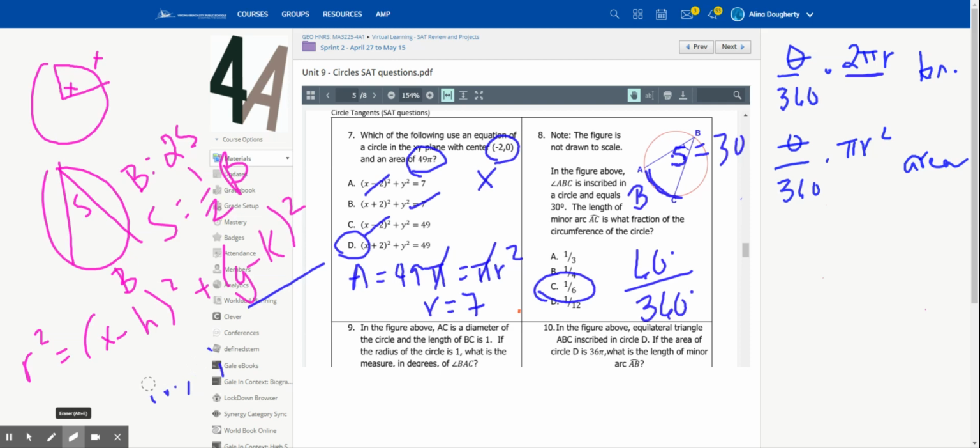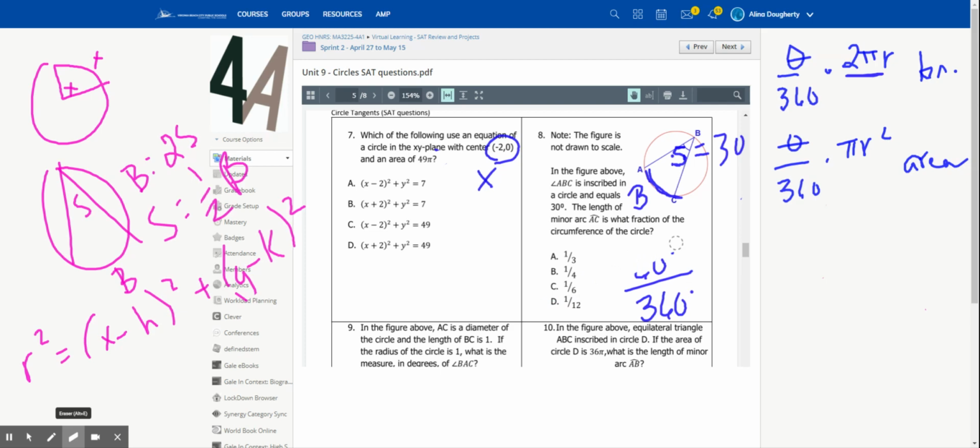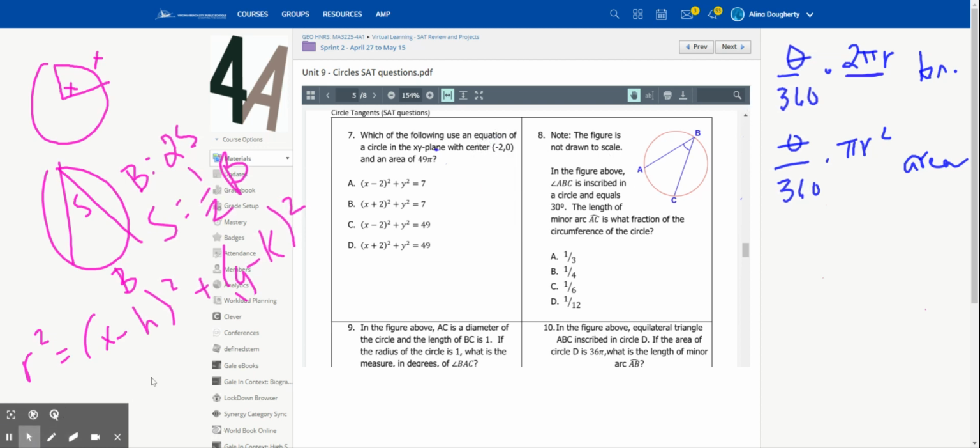You erase all this blue. Look down at number 9 while you're waiting for me to do this. Almost erased our formulas over there. All right, number 9.